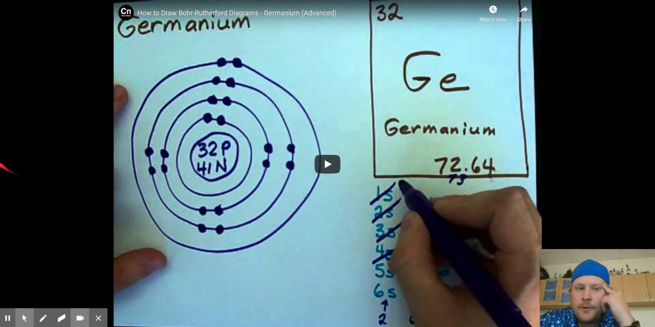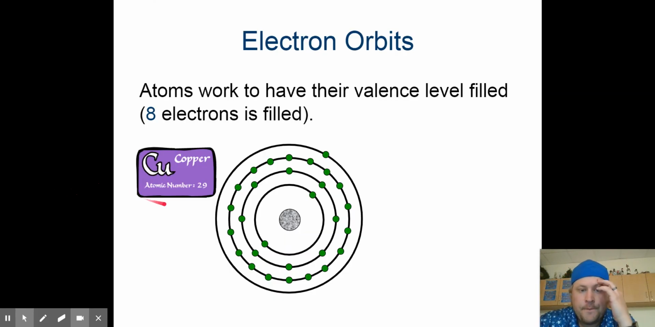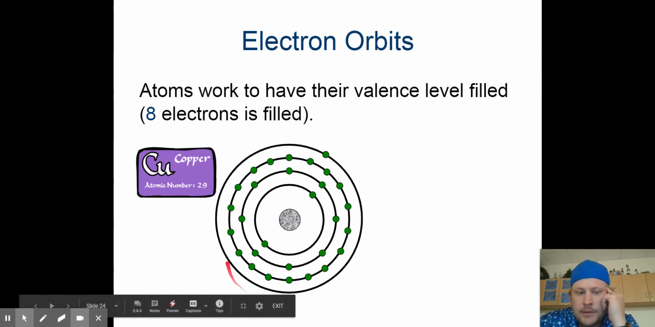All right, so what does this have to do with electricity? One thing we know is that atoms work to have their valence level, the outermost level of electron orbits, either filled or empty.